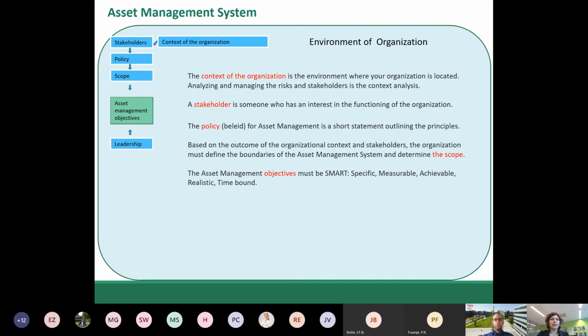Then there is policy. Policy for asset management is a short statement outlining the principles. It is determined by the leadership. Leadership is the managerial part, and they should be familiar with the terms and definitions of asset management. They should use it in their communication if they want to bring it into their organization, and they should be supportive of the strategies and activities related to asset management.